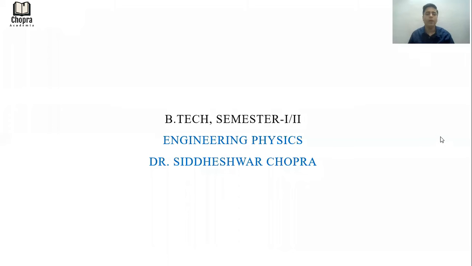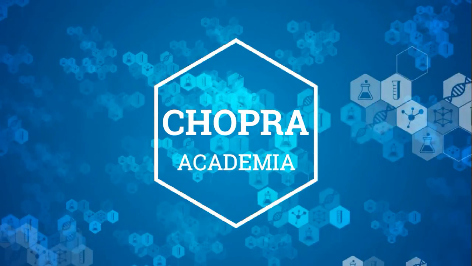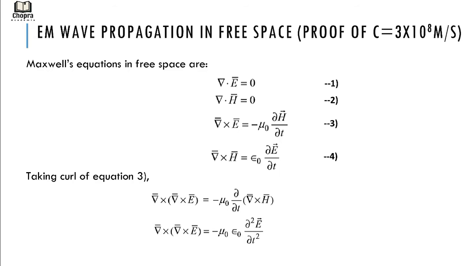Hello everyone. Today we'll learn about EM wave propagation in free space, or we will prove that the velocity of light in free space has the value 3 into 10 to the power 8 meter per second. Now we will start with Maxwell's equations in free space, which we have already understood before.